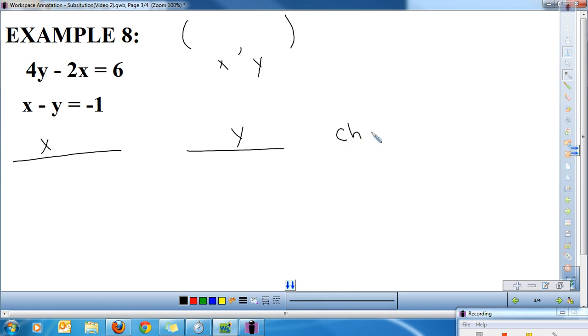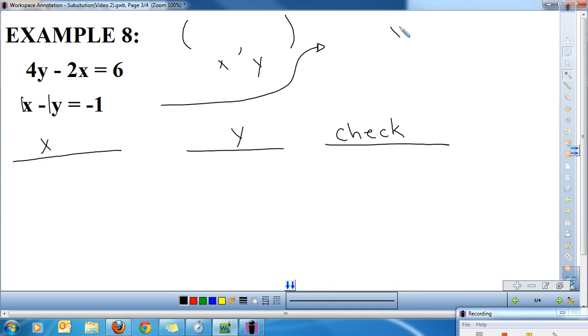You're now going to look and say, okay, do either of these equations have a coefficient of positive 1? I have a positive 4, that won't work. I have a negative 2, that won't work. I have a positive 1 right here, that'll work. I have a negative 1, that won't work. So I'm going to rearrange this for x. I'm going to do that right up here.